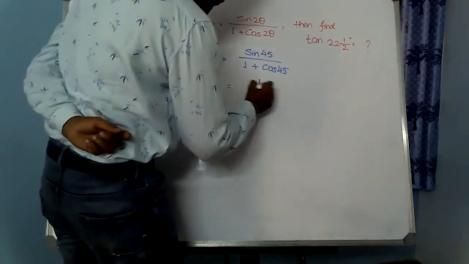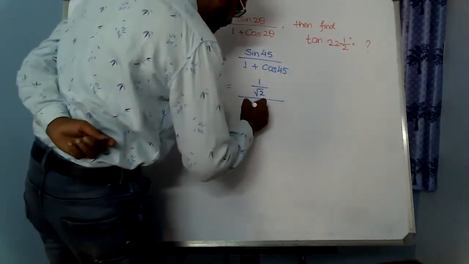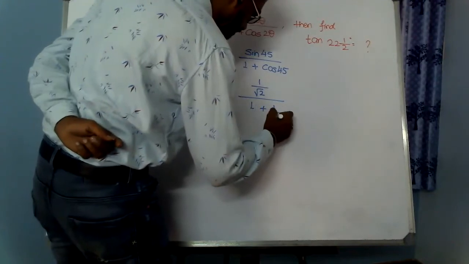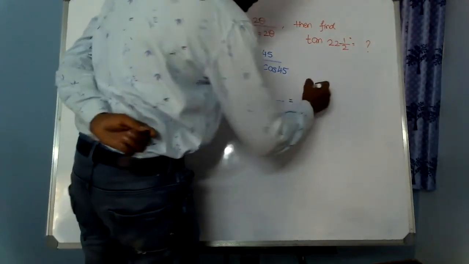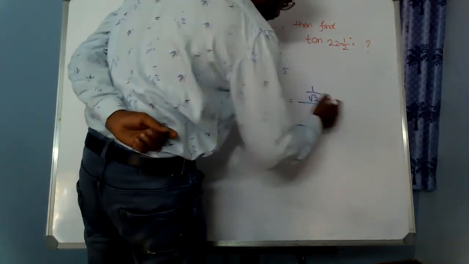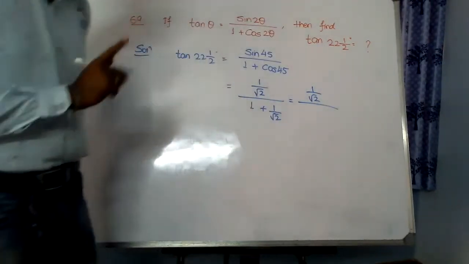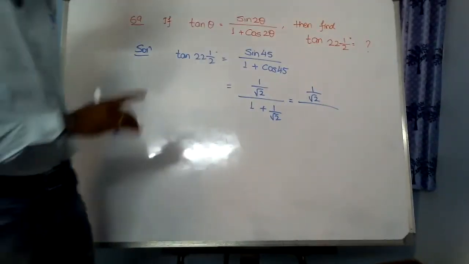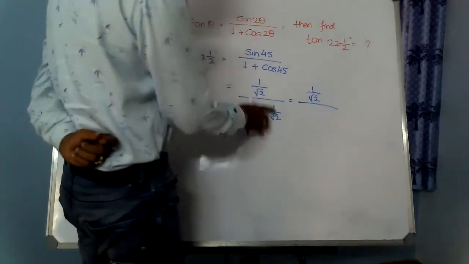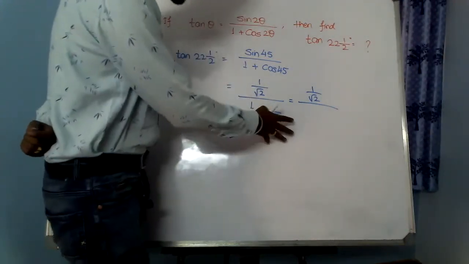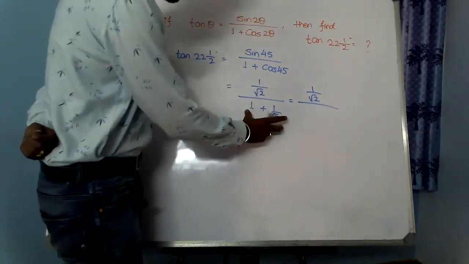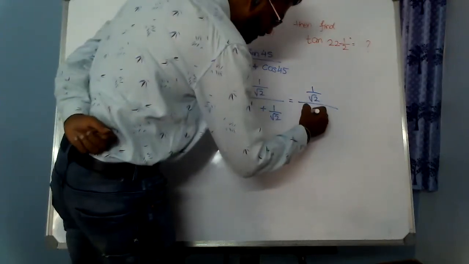So sine 45, we all know, is 1 by root 2. Cos 45 is 1 by root 2 again. So I can't cancel root 2 here. A lot of people cancel root 2 and root 2 here. Do not do that. It's wrong as per maths. You can only cancel root 2 when it is the denominator of the entire portion. So for that, I need to take the LCM. So I'll take the LCM, so I can write it like this.